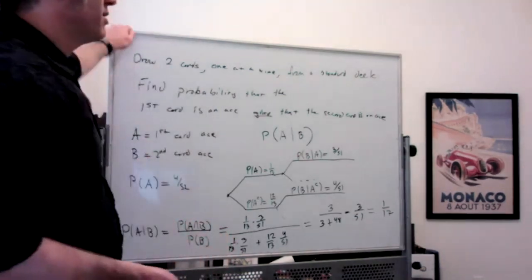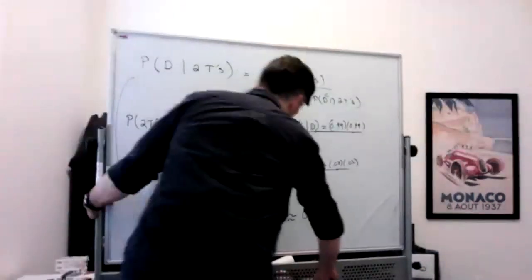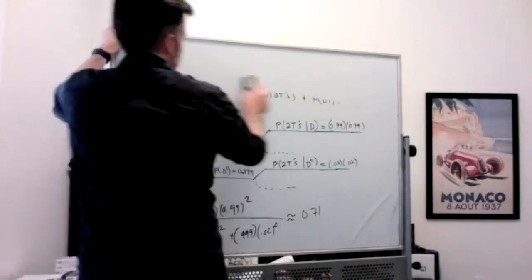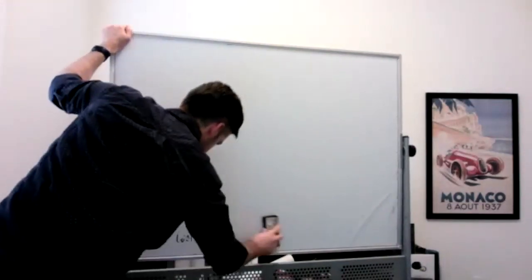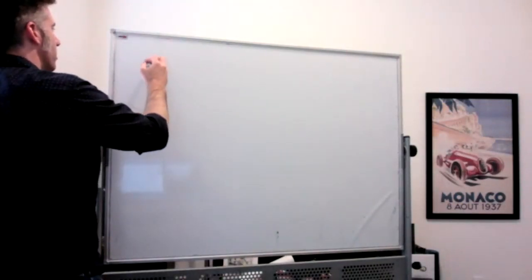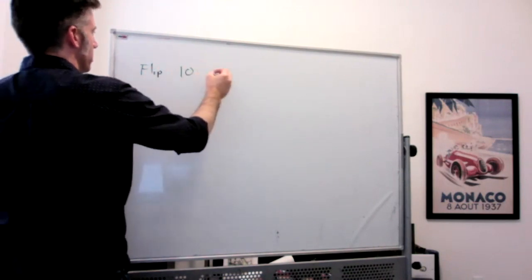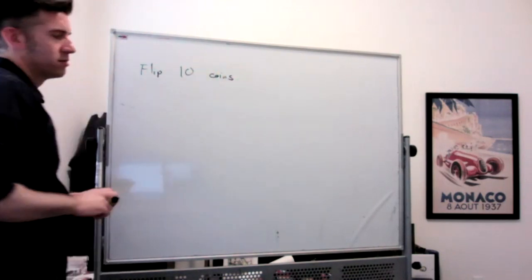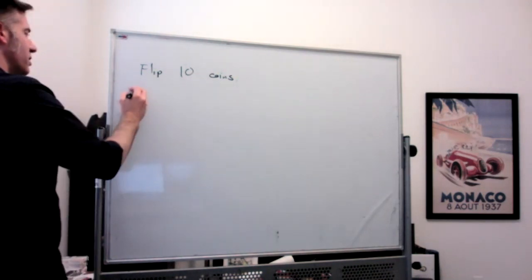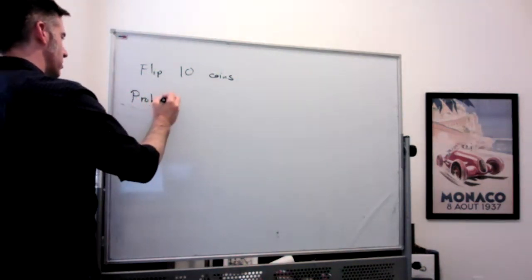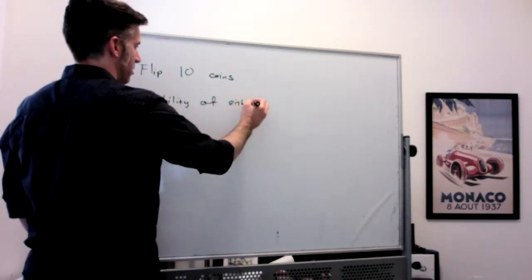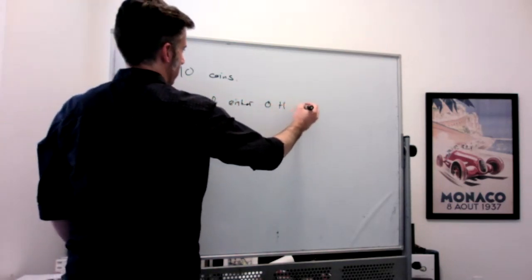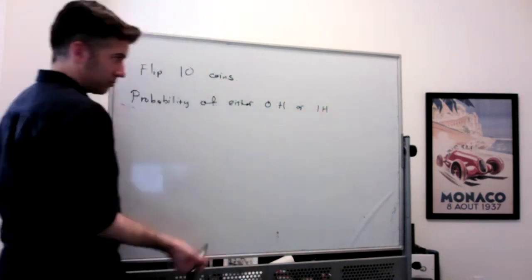Sure. Let's go back a little bit, and I'm going to do some questions that might be helpful in some other ways. So let's say I flip 10 coins. What's the probability of either 0 heads or 1 head?